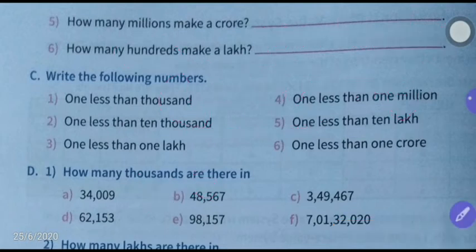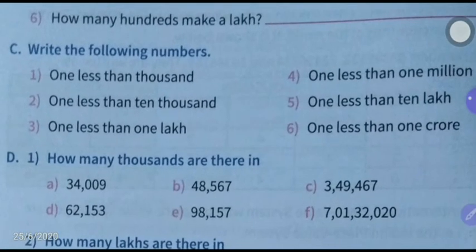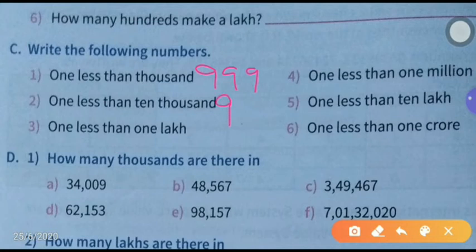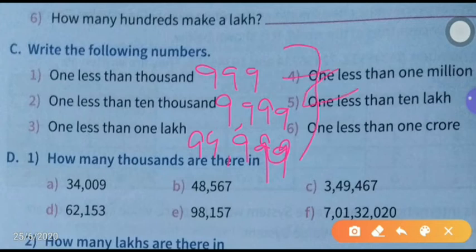Next, write the following numbers. 1 less than 1000 is what? 999. 1 less than 10,000 is 9,999. 1 less than 1 lakh is 99,999. Next, you have to do 3, 4, 5, 6.